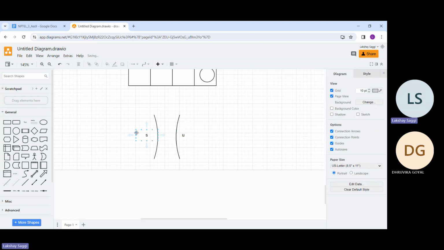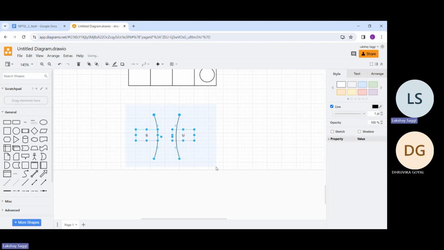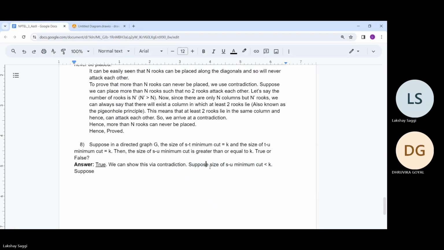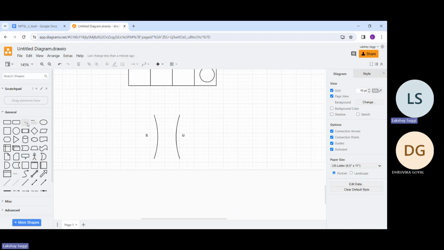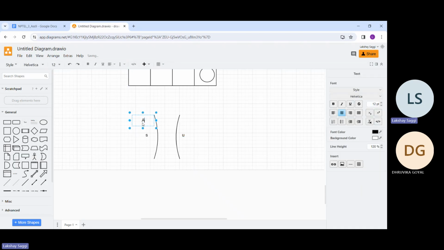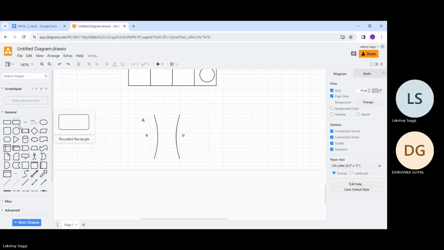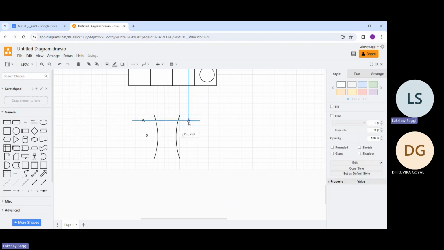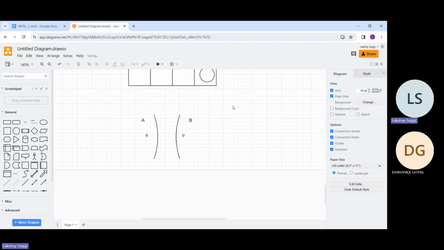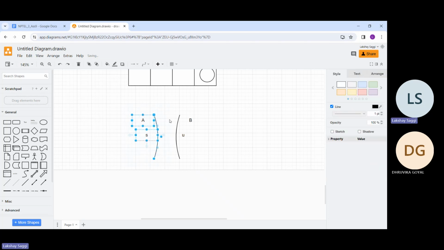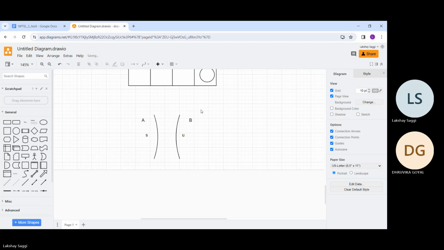So what we have is an SU cut, and this cut has size less than K, which is already given to us. Suppose the size of the minimum cut is less than K. Suppose this is what we call the A side of the cut, and this is what we call the B side of the cut, right? Now one thing to note is, these are the vertices S and U, right? And we know that the size of this cut, the size of edges going from S to U side, is less than K. This is what we know.